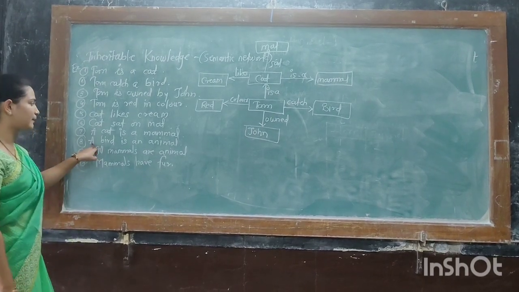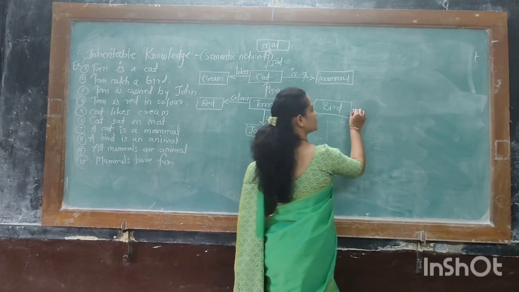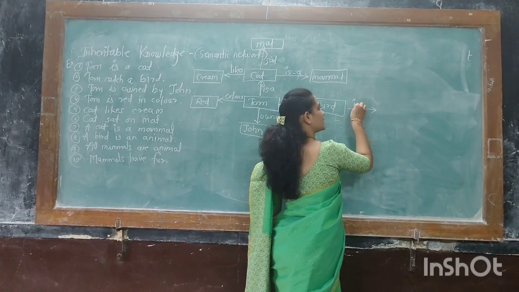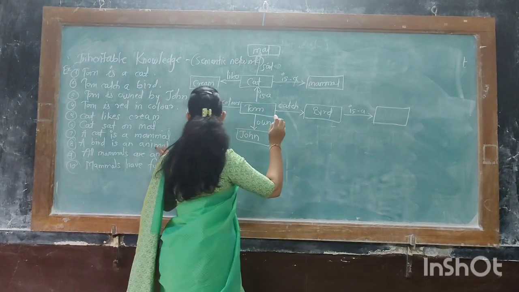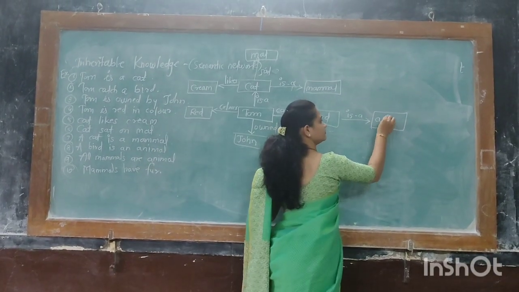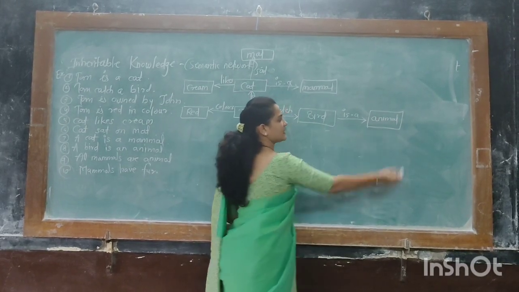Then another statement is a bird is an animal. Bird is already present here, so we have to give the relation "is a" for bird and animal. So it makes the sentence: bird is an animal.